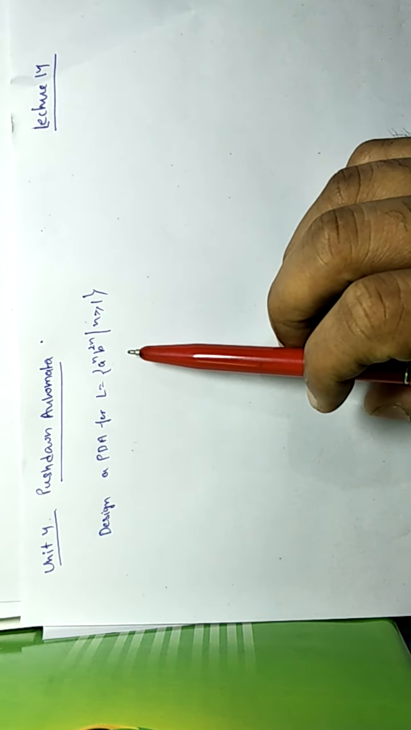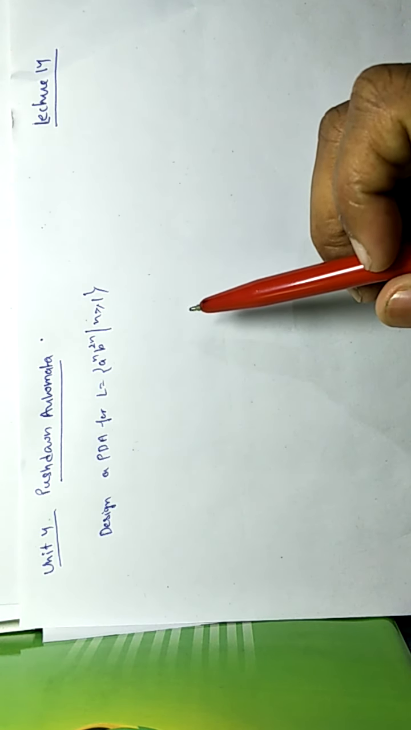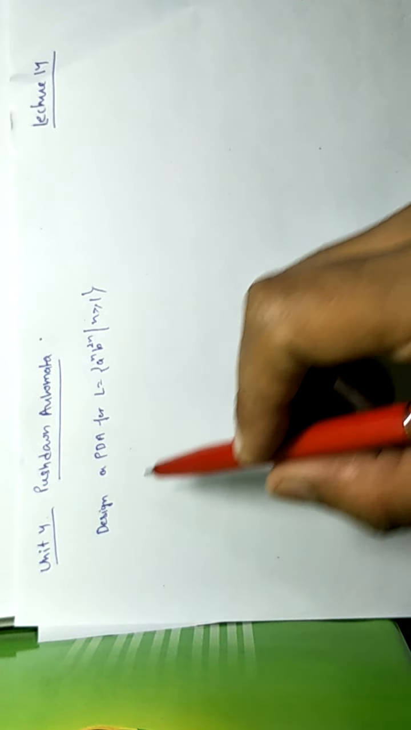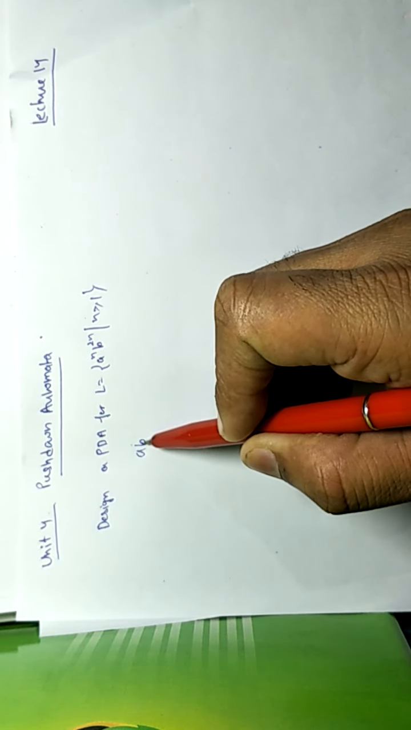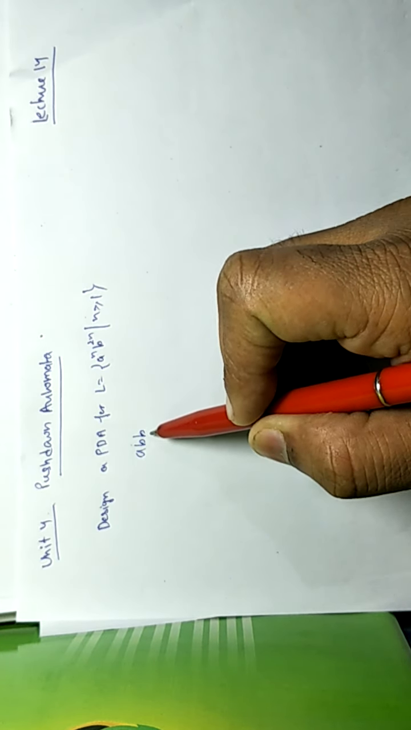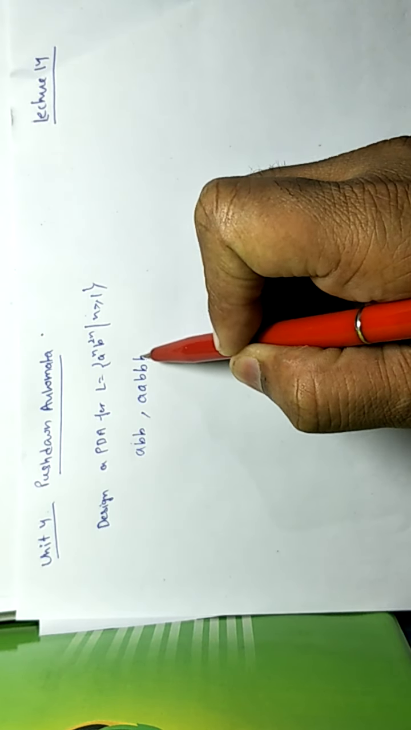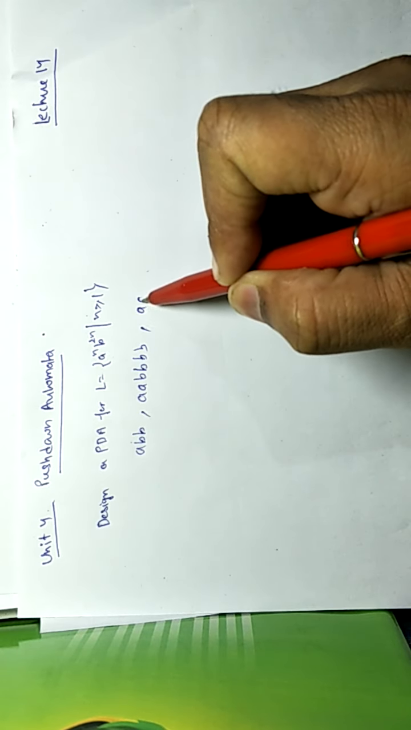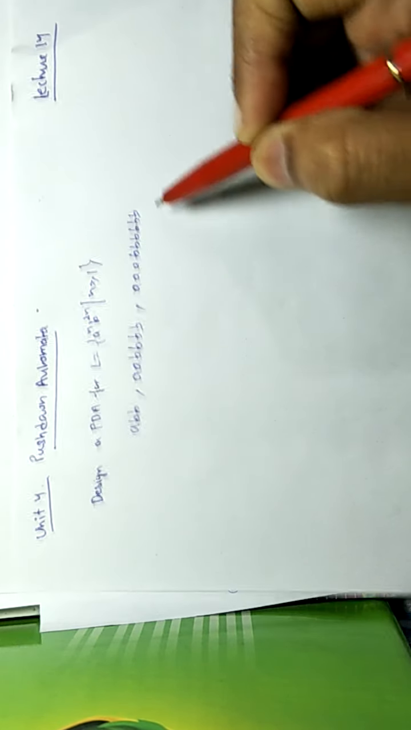Welcome everyone in lecture 14 of unit 4, and in this lecture we are going to design pushdown automata for a^n b^(2n) for n greater than or equal to 1. So first look at some input strings of this particular language. At n equal to 1 we get abb, at n equal to 2 it will be aabbbb, at n equal to 3 it will be aaa and 6 b's, and so on.